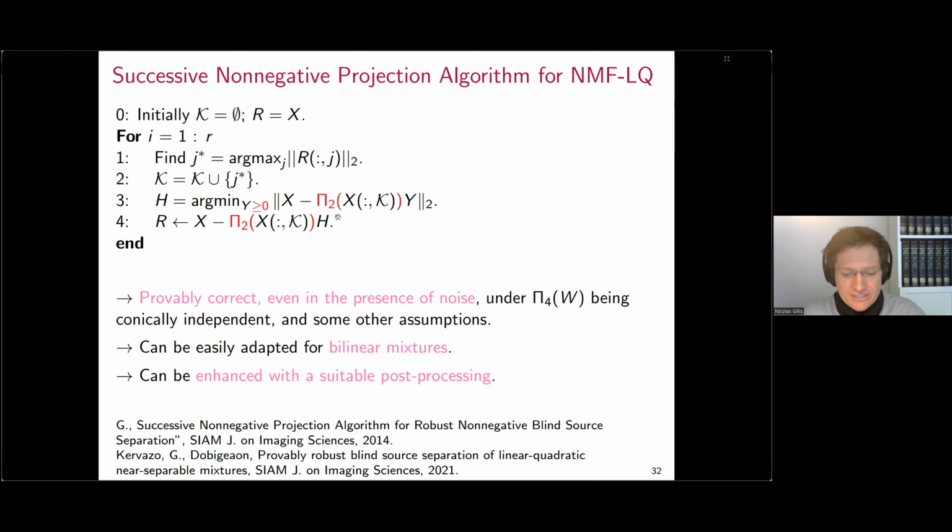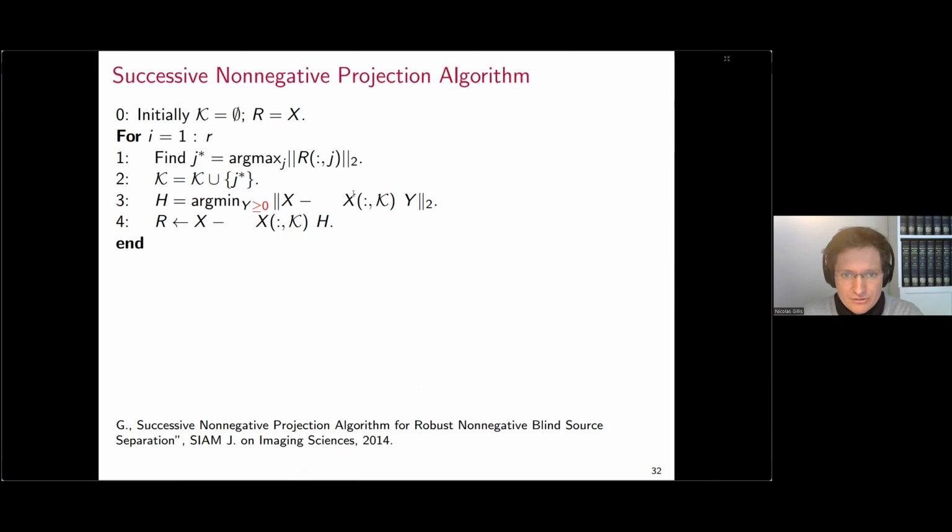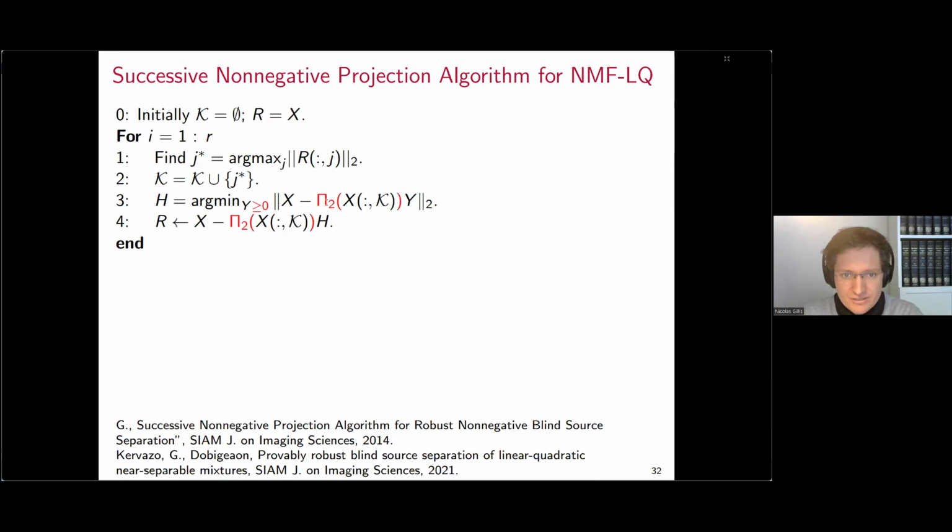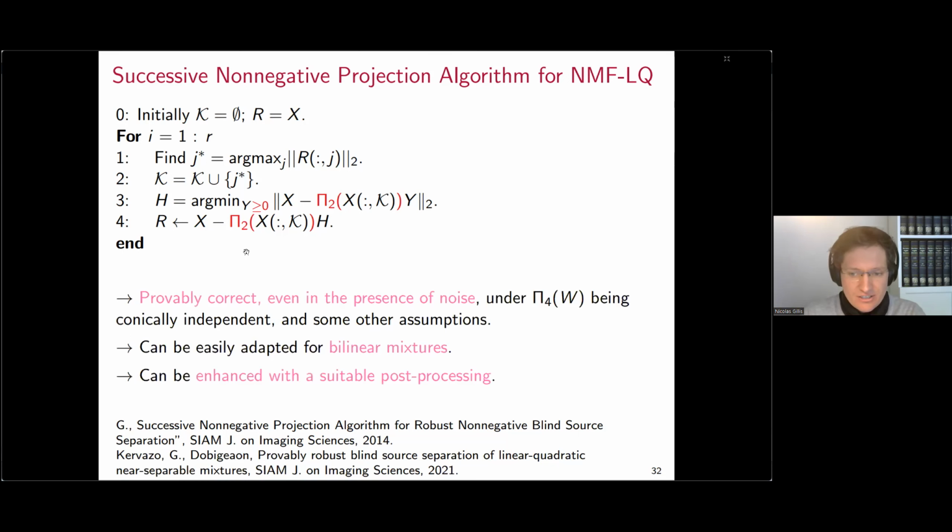Instead of doing the projection simply on the points extracted, you will do the projection onto this P2. So every column of this matrix, plus every componentwise product of pairs of columns of this matrix. So if you do this, you can prove that your algorithm will be robust to noise and provably correct under this assumption.